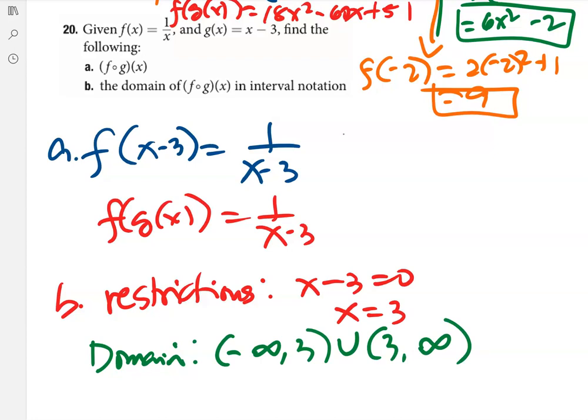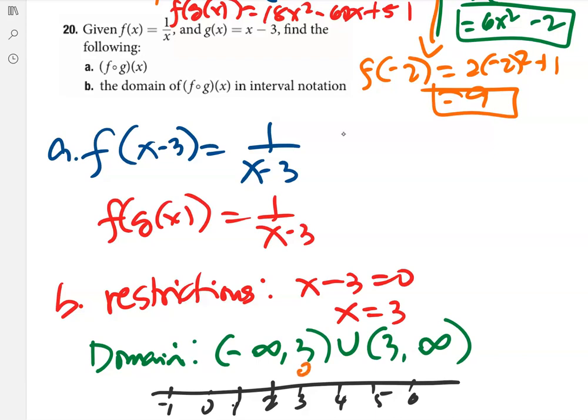If you want, on a number line, here 3, 4, 5, 6, 2, 1, 0, negative 1. So meaning at 3 there is a hole at 3. That's to the right and to the left. Restriction at 3, x cannot be equal to 3. There's no point at 3. Okay?